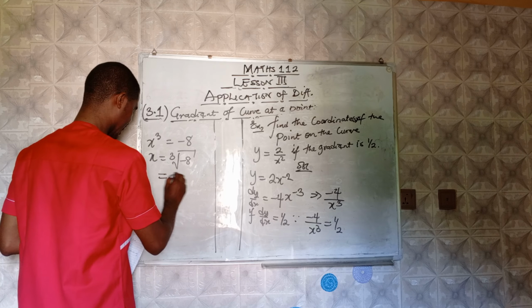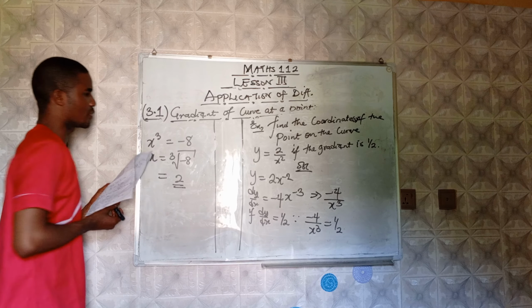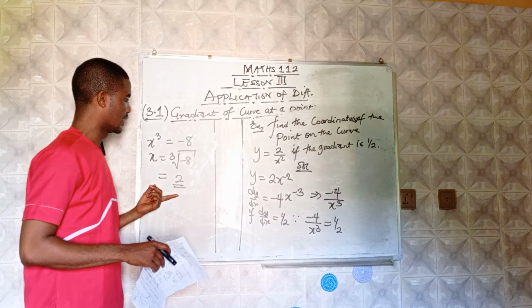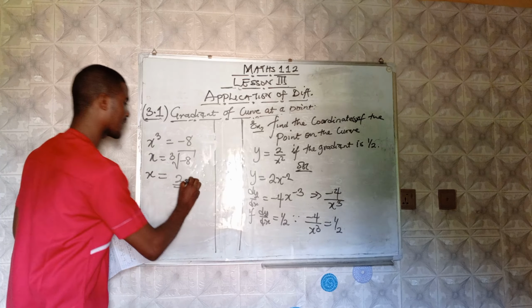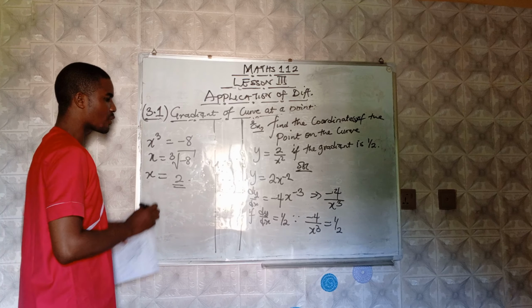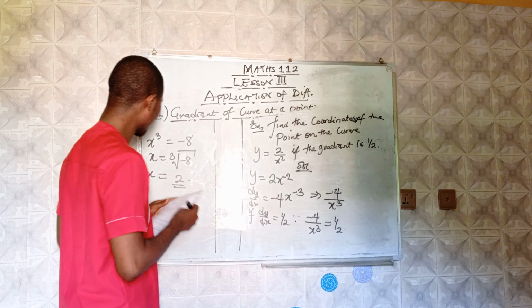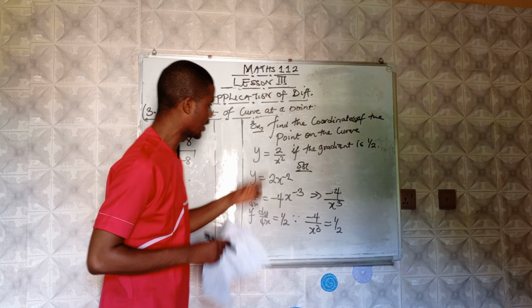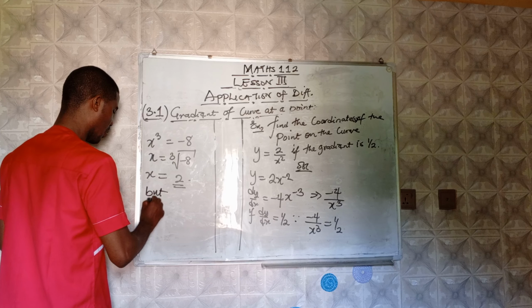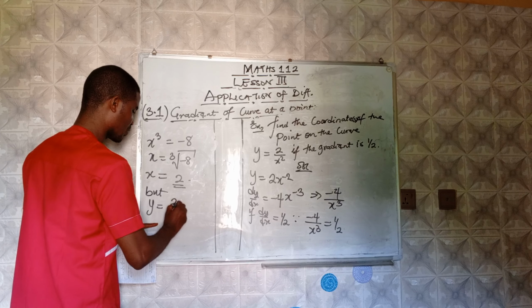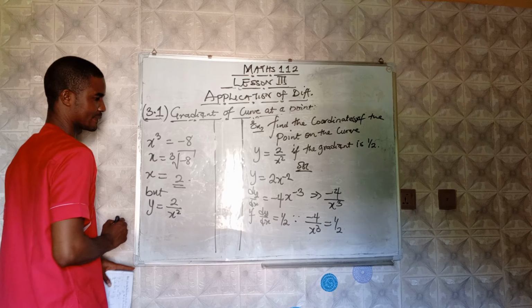And that will give me 2. Cube root of minus 8 is 2. So that means I've got the value for my x. If this is the value for my x, for me to get the value for my y, I will take the value of x and put it into the question. Remember, I will say y is equal to 2 over x squared.